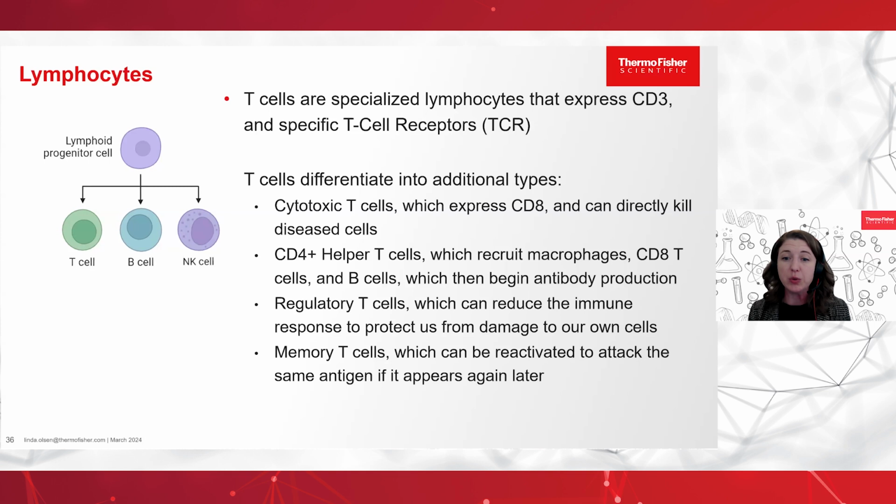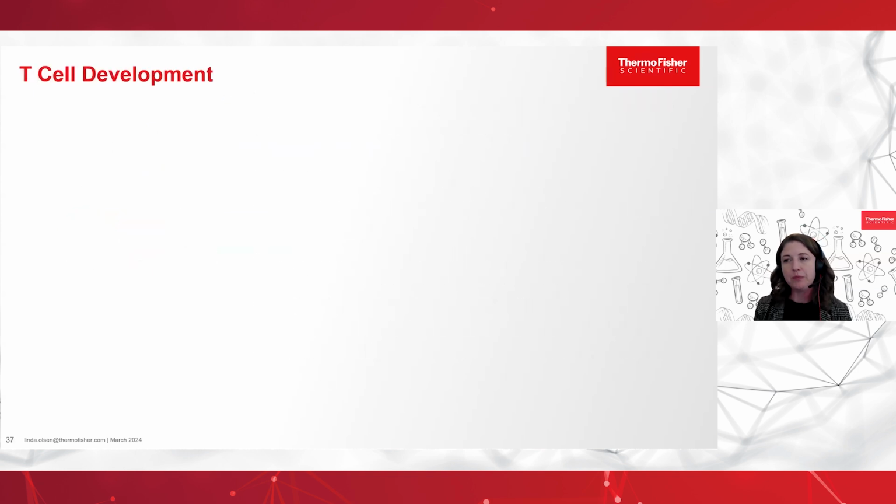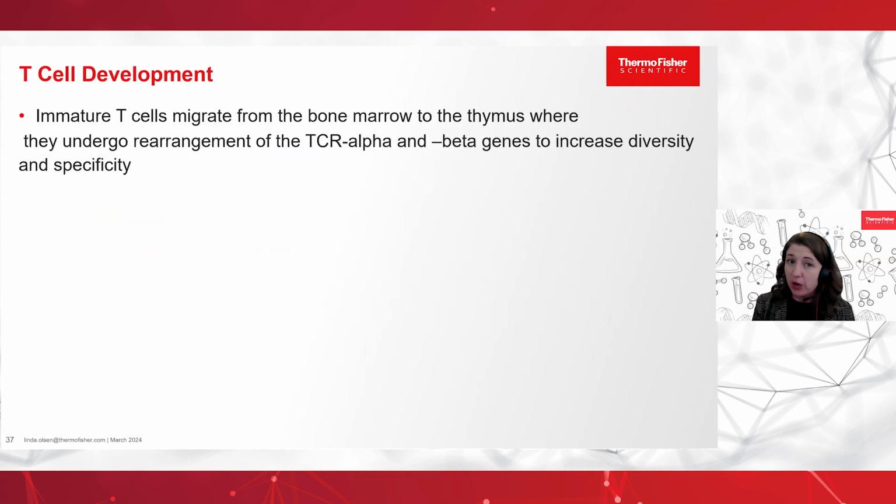So, if we do see the same antigen again, those memory T cells can reactivate into cytotoxic T cells, and the cycle begins again. So, as T cells develop, the immature T cells migrate from the bone marrow to the thymus, where they undergo rearrangement of the TCR alpha and beta genes to increase diversity and specificity.